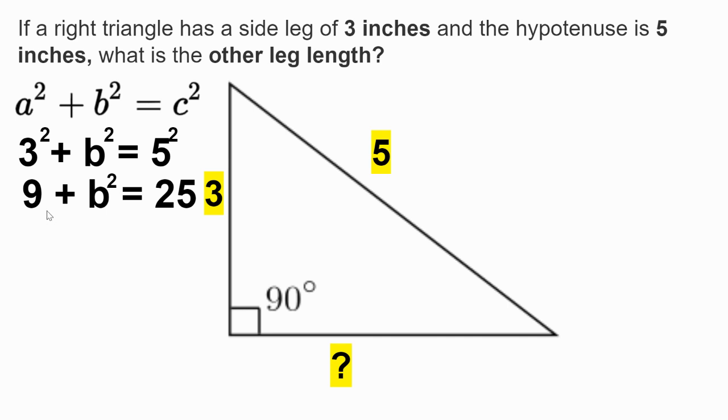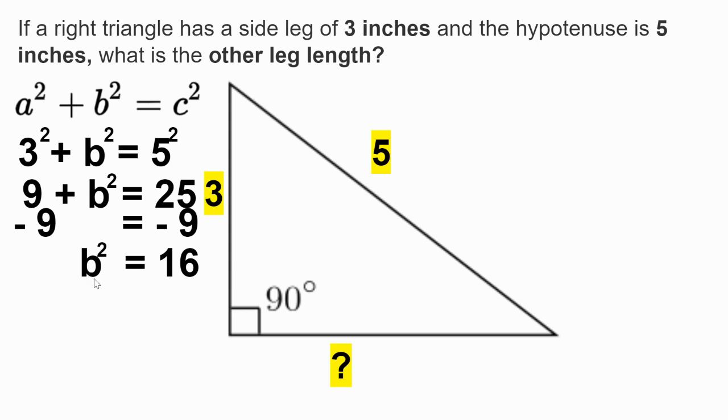So now we've got to figure out, how are we going to get b by itself to figure out what b is? We know from previous algebra lessons that if we just do the opposite operation, so 9 is positive or is being added, we're going to subtract 9 from both sides. Then we can eliminate this 9 on this side, and we'll just be left with b squared equals 25 minus 9, which is 16. But it's squared. We've got to figure out how to get b by itself.